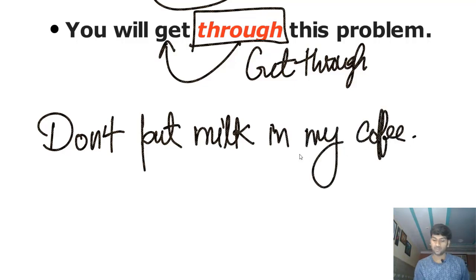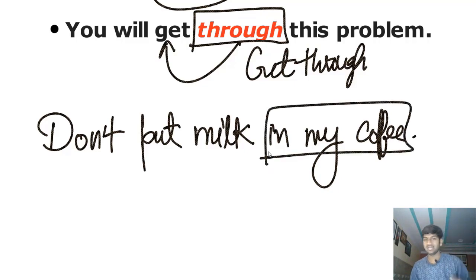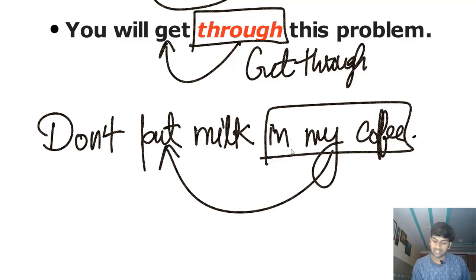All right. So in my coffee is a prepositional phrase working as an adverbial, talking about the place of the action. Put something where? In my coffee. If you don't read this part, if you read the sentence as do not put milk, you will naturally ask, where should I not put milk? In my coffee. So in my coffee is an adverbial, modifying the verb put, completing its meaning, and since it's completing its meaning and is an adverbial, it's working as an adverbial complement, right?